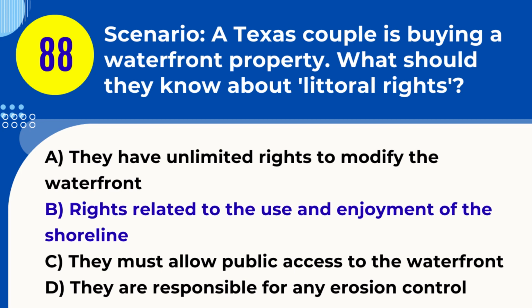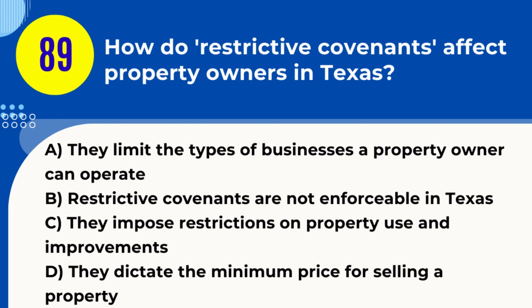Answer. B. Rights related to the use and enjoyment of the shoreline. Explanation. In buying a waterfront property in Texas, the couple should be aware of littoral rights, which are rights related to the ownership and use of the shoreline. These rights typically allow the property owner to use and enjoy the water adjacent to their land, subject to certain restrictions and regulations.